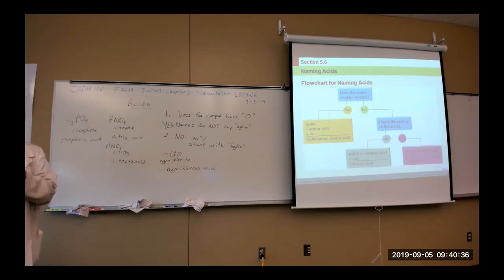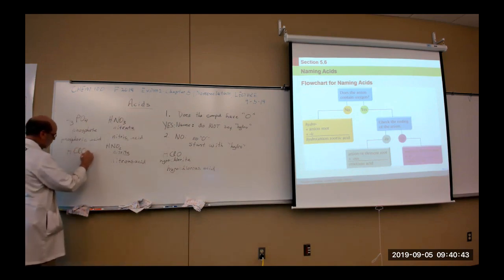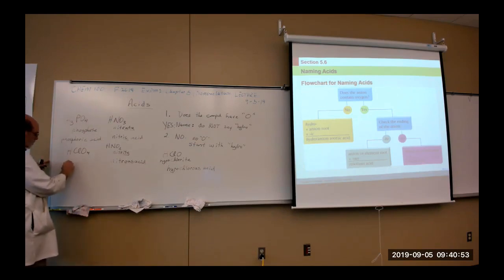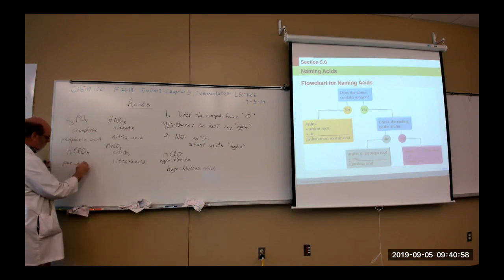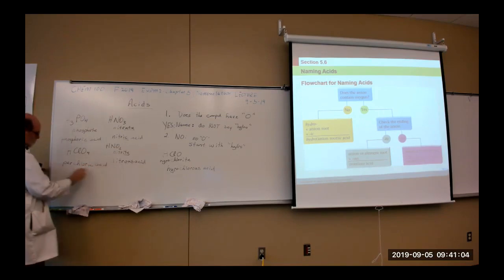And then you have the other variations, like when you precede it with a hypo, you have to keep that. The one we didn't do was this one. Remember that polyatomic? Perchlorate. Ate becomes ic, but you keep the per. So this would be per, since it has oxygen, no hydro, perchloric acid.